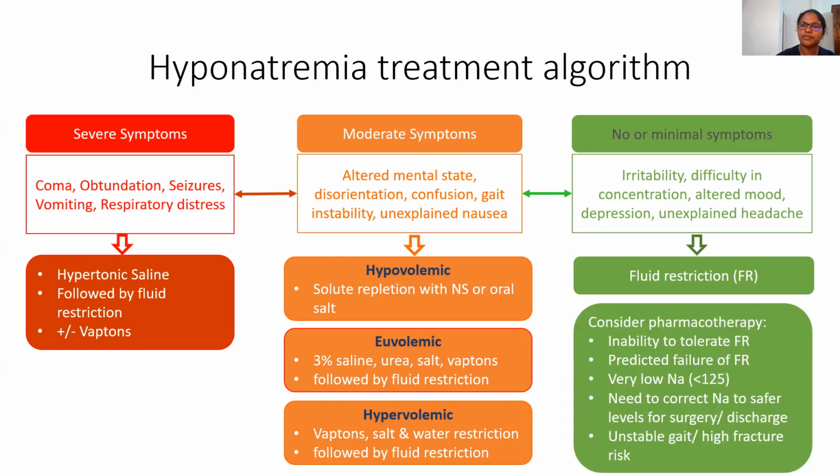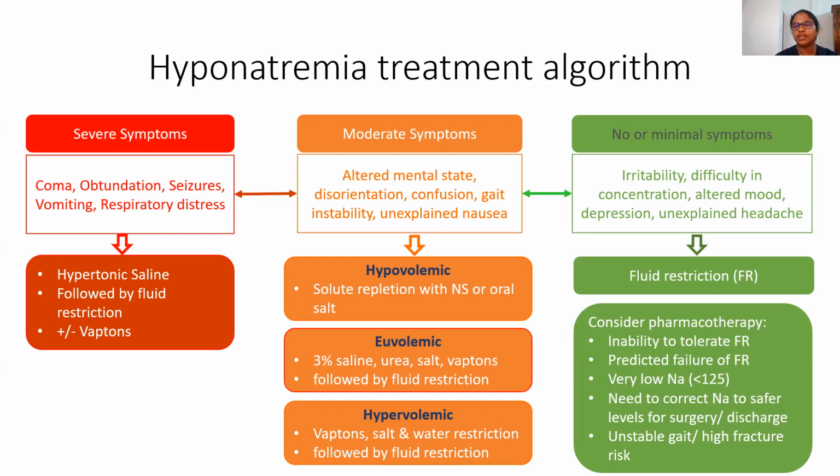For example, one thing is if the patient is unable to tolerate fluid restriction, you might need to give something pharmacological. If there is a predicted failure of fluid restriction, then you can consider pharmacotherapy. When we say predicted failure of fluid restriction, that is, if somebody has a very high urine osmolality, like more than 400, 500, and very high urinary sodium, it is more likely that your fluid restriction is going to fail. So in these situations, if you can predict that fluid restriction is not going to work, then you can use pharmacotherapy.